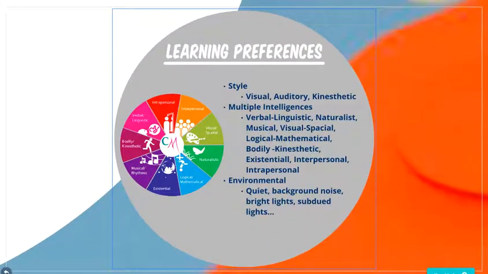There are many different learning preferences. When planning your lessons, you should try to meet as many of these preferences as possible so that you can reach as many students as you can. The three styles of learning are visual, auditory, and kinesthetic.